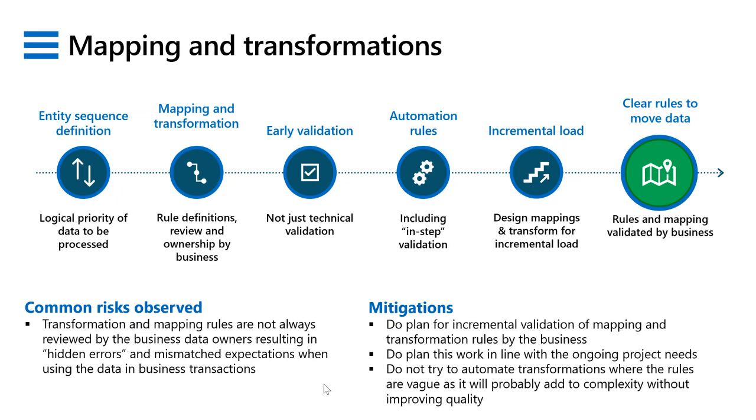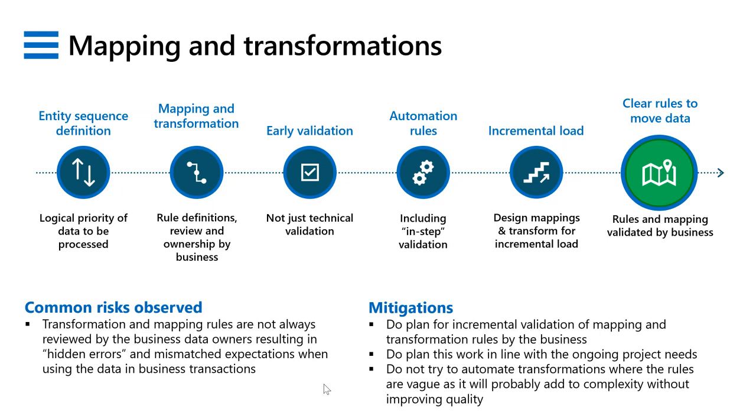Plan for incremental validation of that mapping and transformation, because again, you don't have all the answers right at the beginning, right? The transformation engine, the mapping engine also does tend to evolve as the project becomes clearer and more designs are clearer, right? But plan that into your delivery, plan that as part of the cutover definition, not just as part of the data migration delivery. And the end result you want is very clear rules to move the data from the source system to the target system, right?